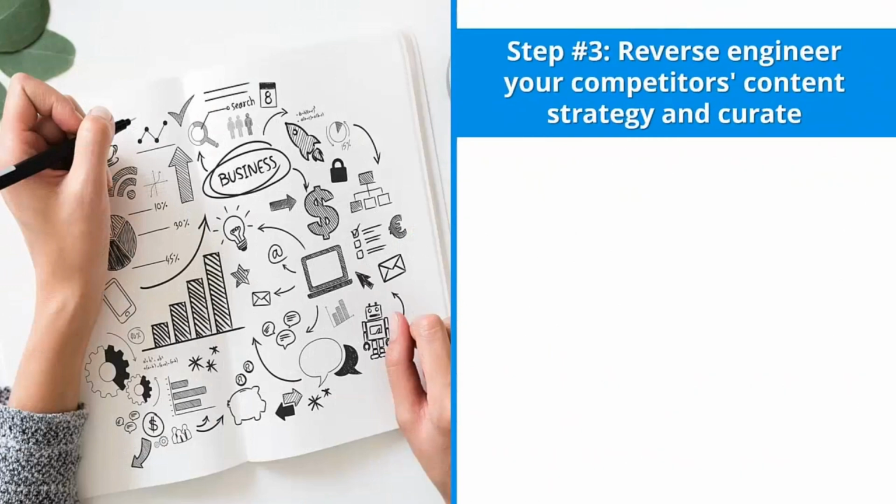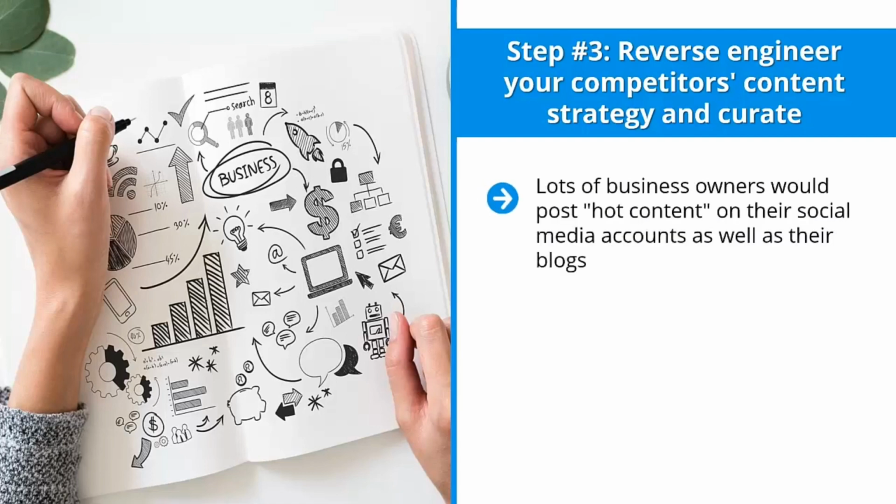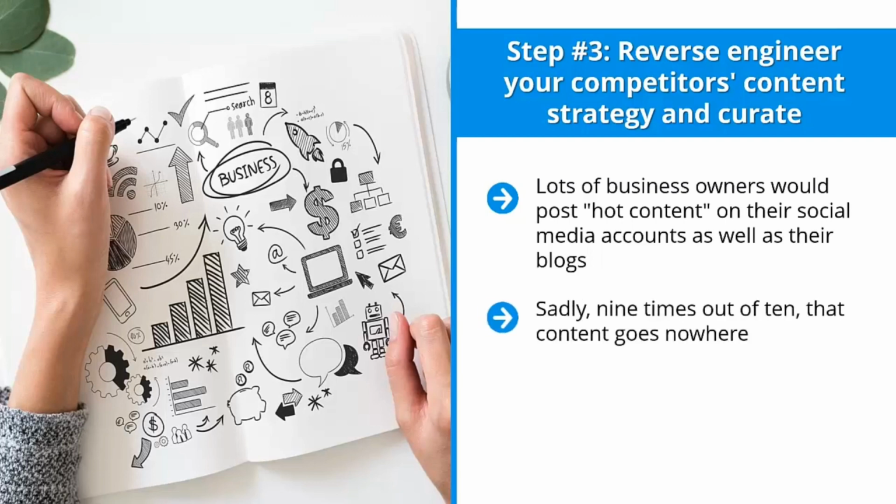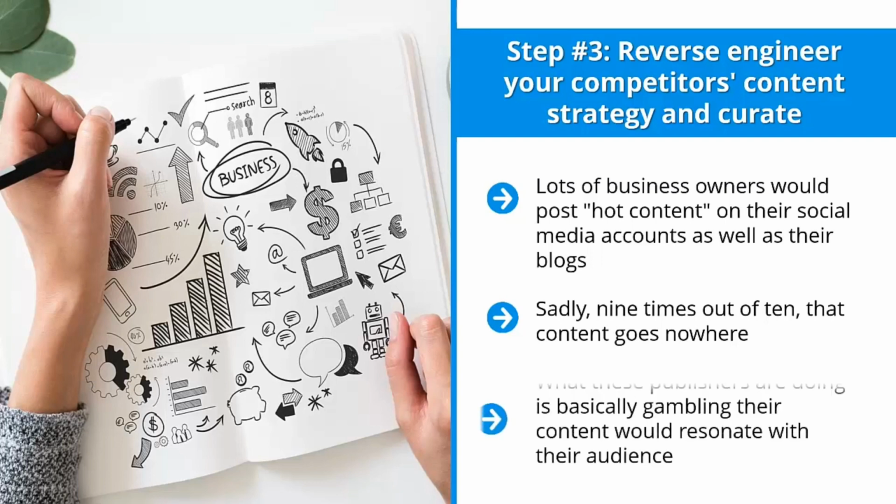Step number 3, reverse engineer your competitors' content strategy and curate. Lots of business owners would post hot content on their social media accounts as well as their blogs. Sadly, 9 times out of 10 that content goes nowhere. People don't click on it, share it, comment, or otherwise engage. What these publishers are doing is basically gambling their content would resonate with their audience.